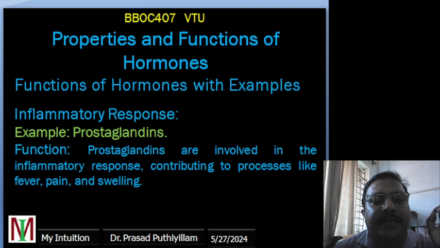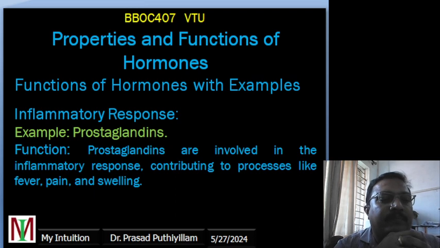The prostaglandins are produced at the sites of tissue damage or infection, which causes the blood vessels to dilate, increasing the blood flow to that affected area and promoting inflammation. They also sensitize nerve endings to pain and induce fever by acting on the hypothalamus.